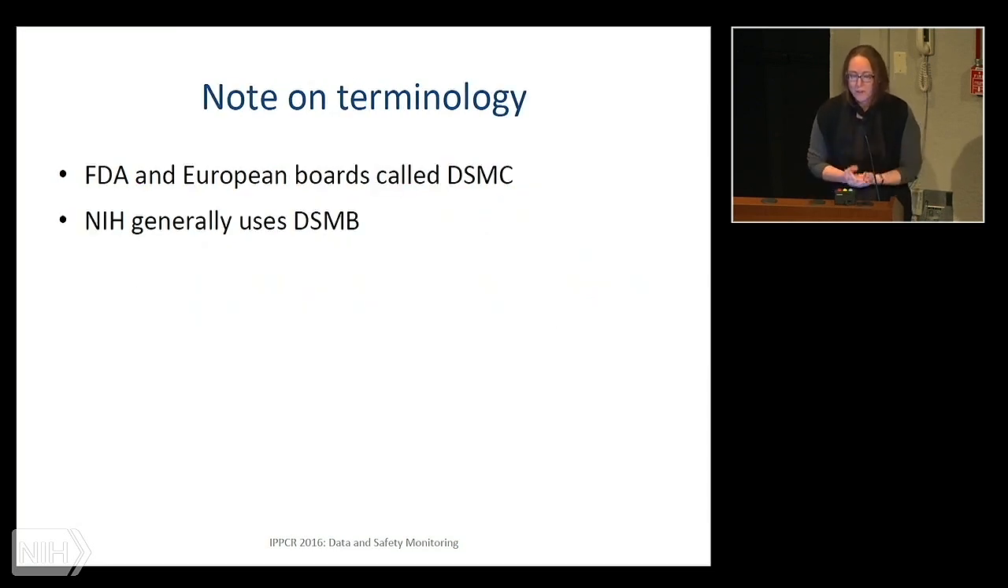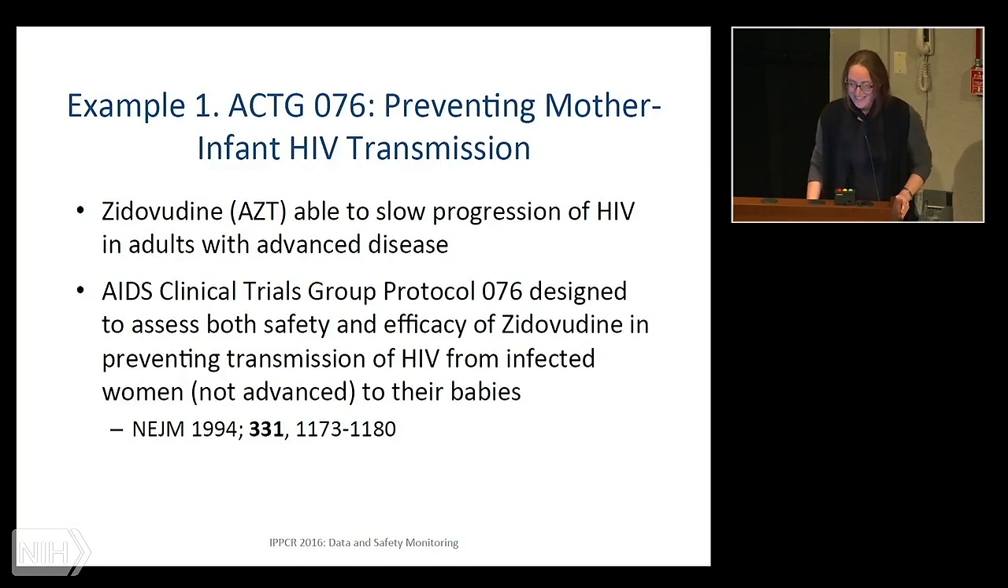And this is just a brief note on terminology, because if you start reading, right away you start seeing that there are DSMCs and DSMBs, and mostly that's a cultural thing. Europe and the FDA tend to use committees, DSMCs, and the NIH uses the Bs, so Data Safety Monitoring Boards. I can just remember early on being confused if these were different types of bodies or the same body, but it's just general preference. But what's interesting is these groups are entrenched, and sometimes when they collaborate, they argue over what term to use. In any case, let's get into our case studies.